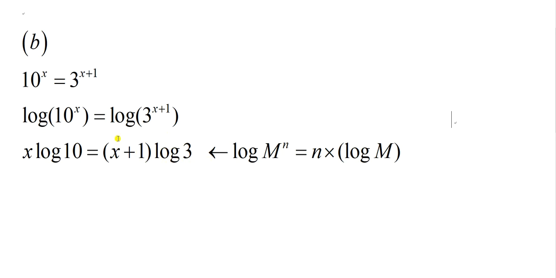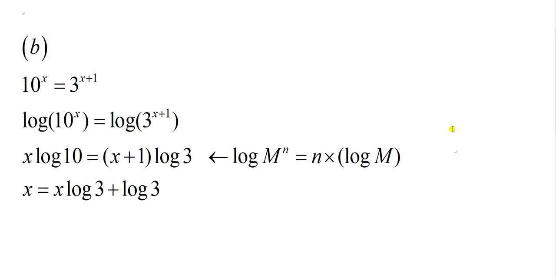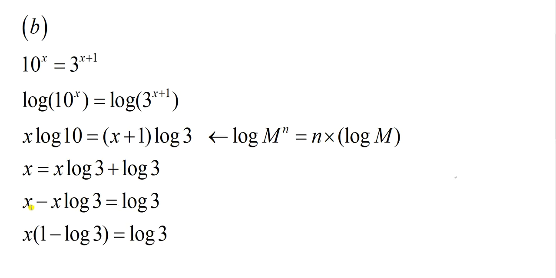You need to do the expansion to remove the bracket. And log 10 equals 1, so left hand side remains x. Right hand side will be x log 3 plus log 3. Now, move all terms with x to the left hand side. You will have x minus x log 3 equals log 3. And now you can take out common factor x, bracket 1 minus log 3, equals log 3.